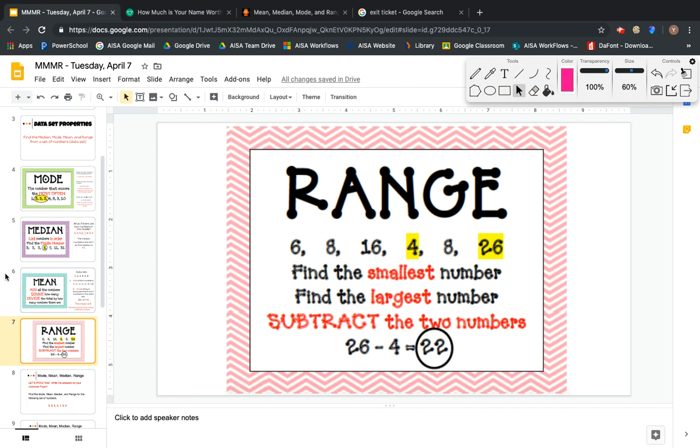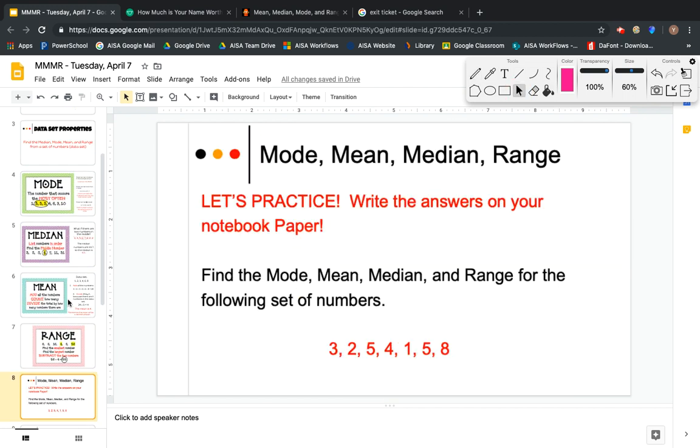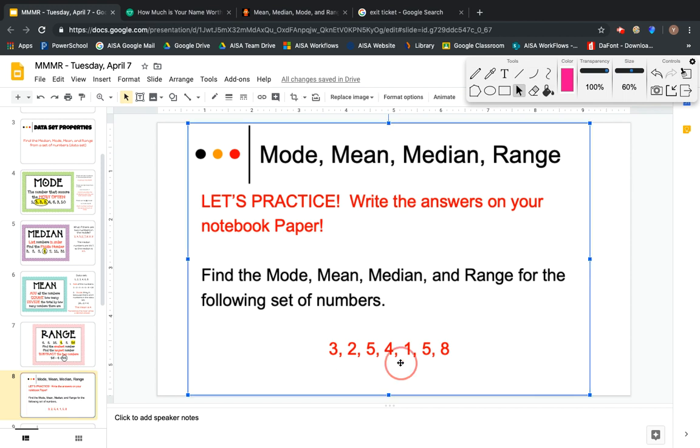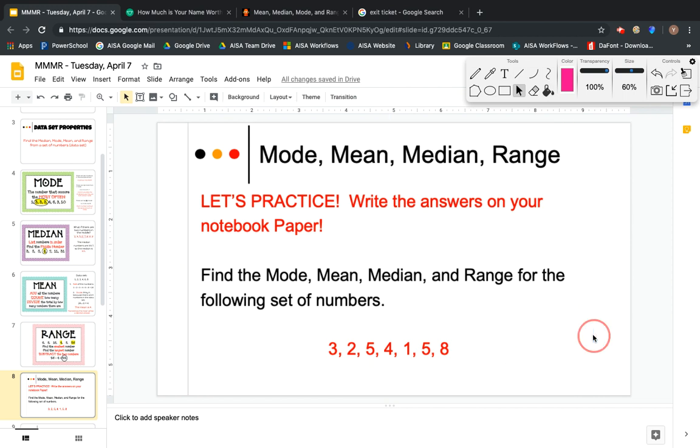Now you're going to need your piece of paper or your math notebook, and I would like you to copy this set of numbers: 3, 2, 5, 4, 1, 5, and 8. After you copy the numbers, I want you to pause this video, and I want you to find the mode, mean, median, and range for this set of numbers. Once you have found the mode, mean, median, and range for this set of numbers, please click play again so you can check your answers.